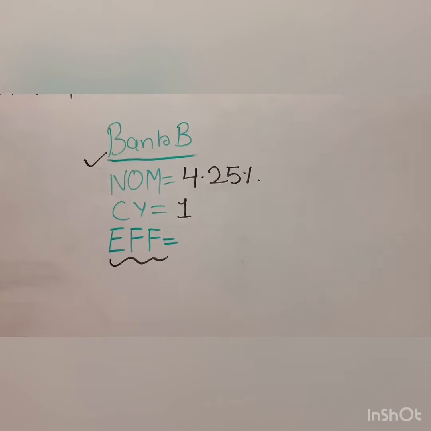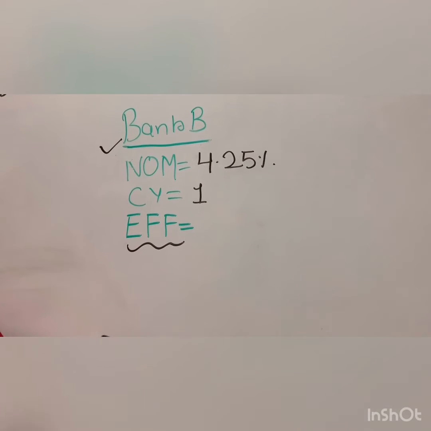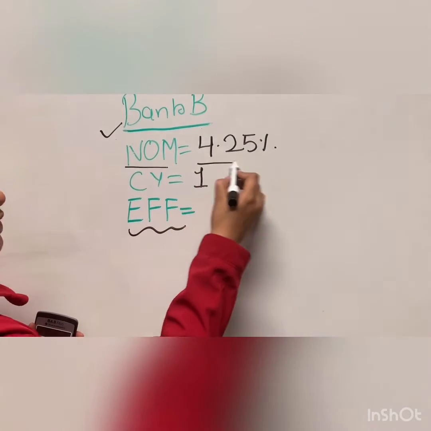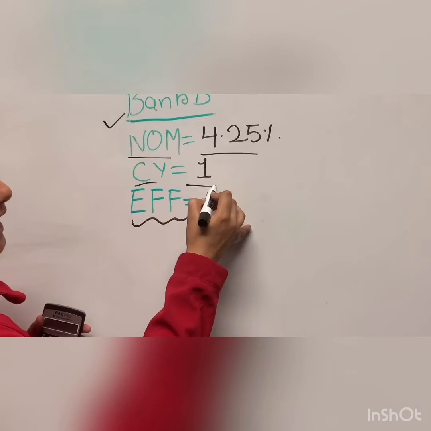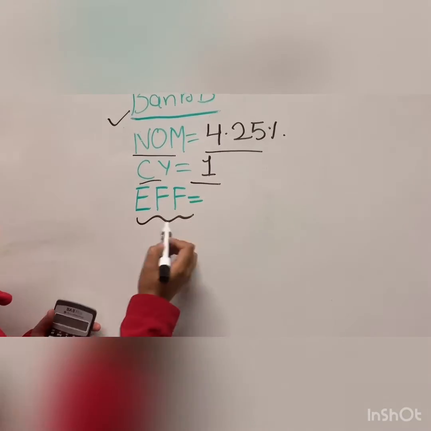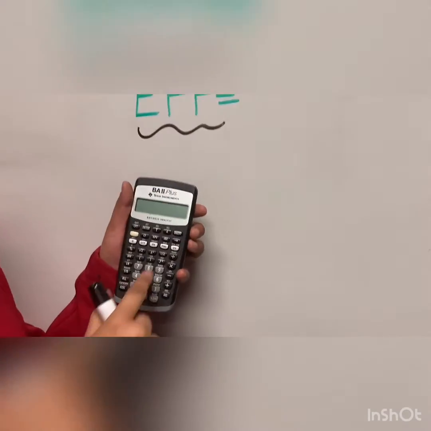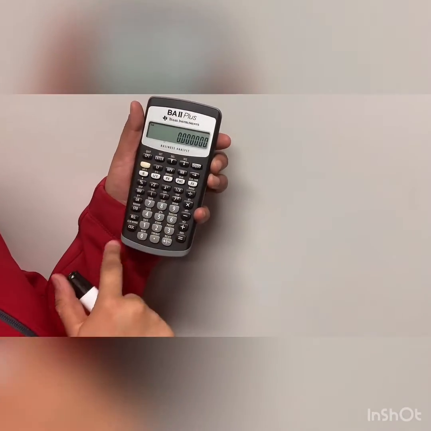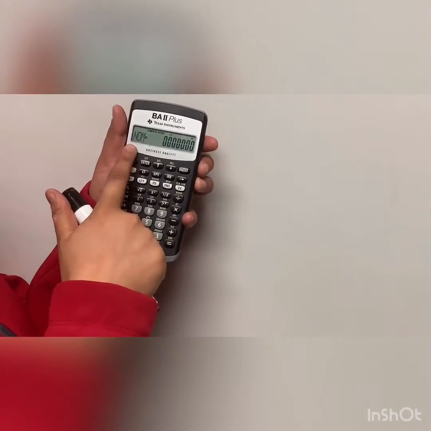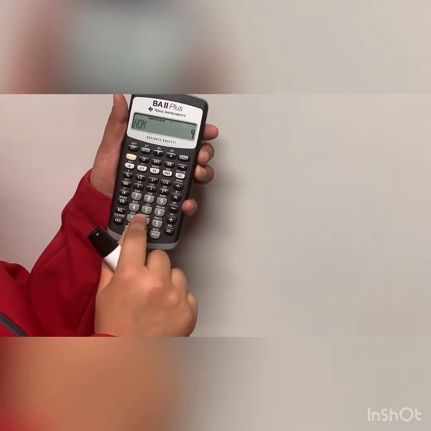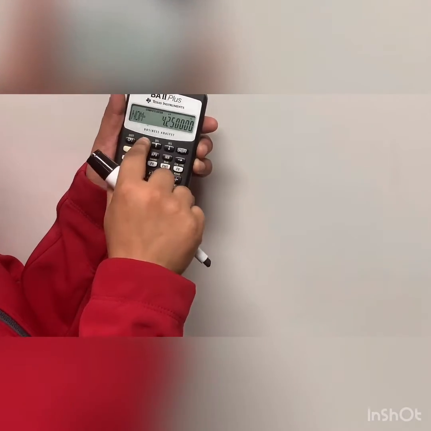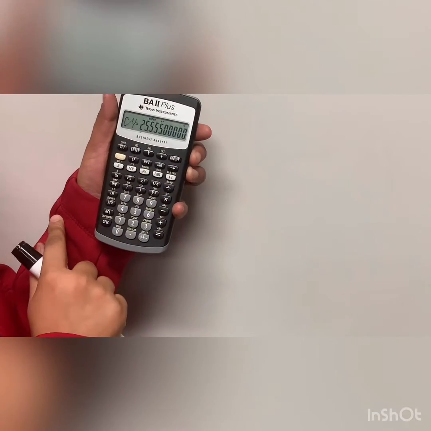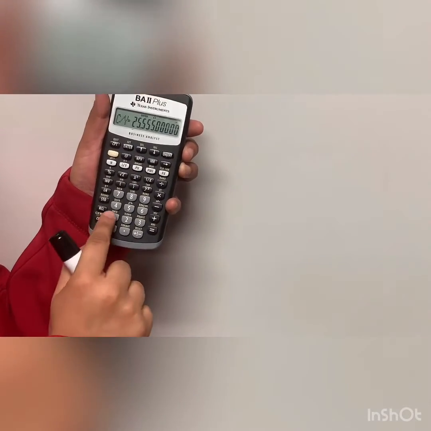So in the same way we are using the BA2 Plus calculator. On the other hand, now we have NOM that is 4.25 and the CY is 1 as it is compounded annually. So now we need to do the same thing again. We need to turn on our calculator, press second function and 2, and then we have our NOM that is 4.25 and then press enter, and after that I need to press down to have our CY. The CY for this question is 1.